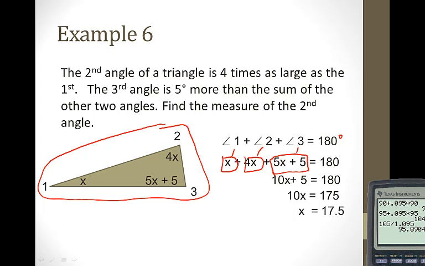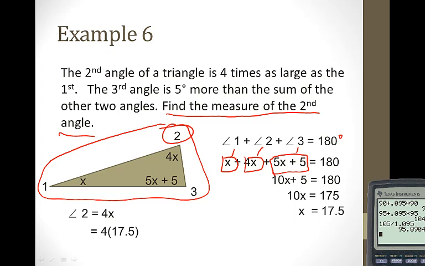Have we answered the question? Technically x is 17.5, so angle 1 is 17.5 degrees. But we don't want angle 1. We needed angle 1 to get angle 2, most likely. So what do I have here? Find the measure of the second angle. So the second angle is angle 2, which is 4x. So angle 2 is equal to 4 times 17.5.